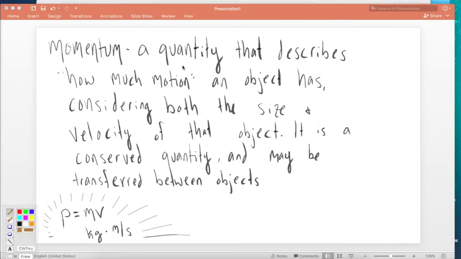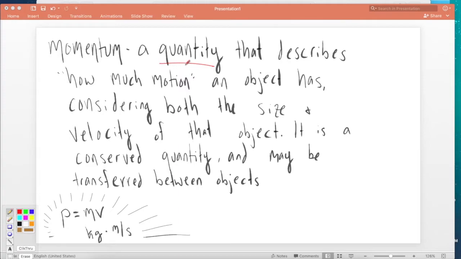I've defined momentum here as a quantity, that means amount or measurement, so a number, an amount that describes, quote-unquote, how much motion an object has when we take into consideration the object's size and how fast it's going, the velocity of the object. We'll talk about this later on, that it's a conserved quantity, it can be transferred back and forth between objects. And down here I've written an equation. So let's talk about the important parts of this definition.